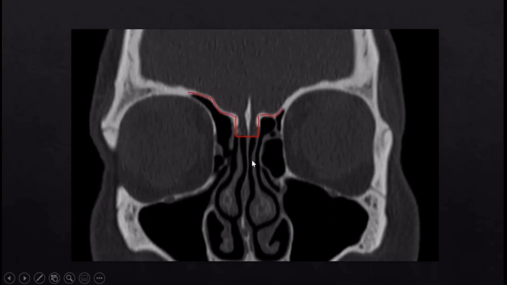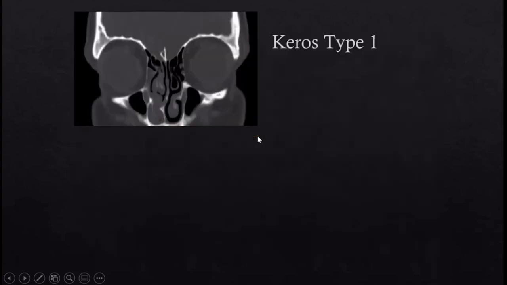And these are the fovea ethmoidalis. And as you could see, it would be possible to measure the distance between the fovea and the cribriform plate, that is the length of the lamella. And of course we can do that, and we can classify these according to Keros.